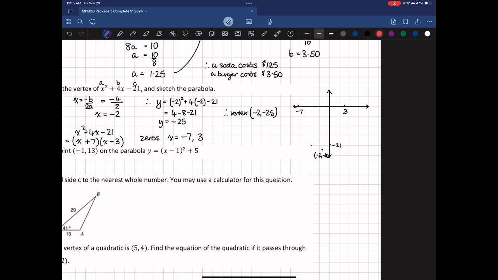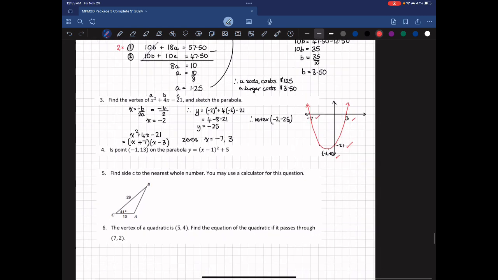Like that. So this is just a sketch, right? So you're indicating your values on there. We know it's opening up. We've got our y-intercept, we've got our zeros, and we have our vertex labelled. And we have 5 points, so that makes me happy.